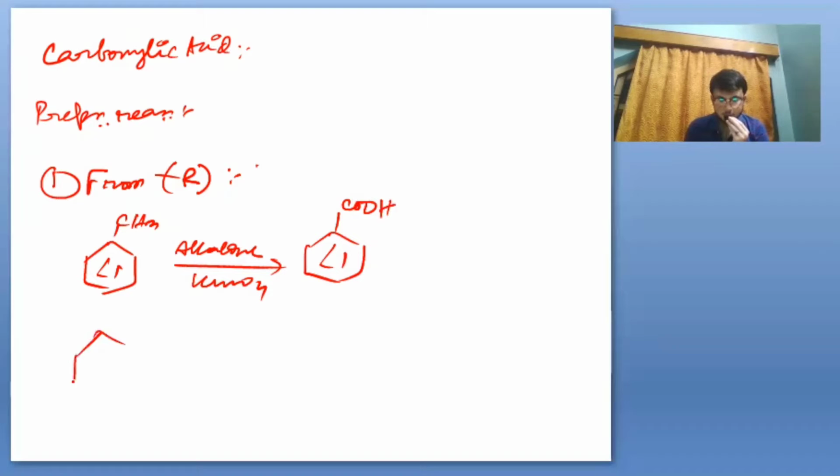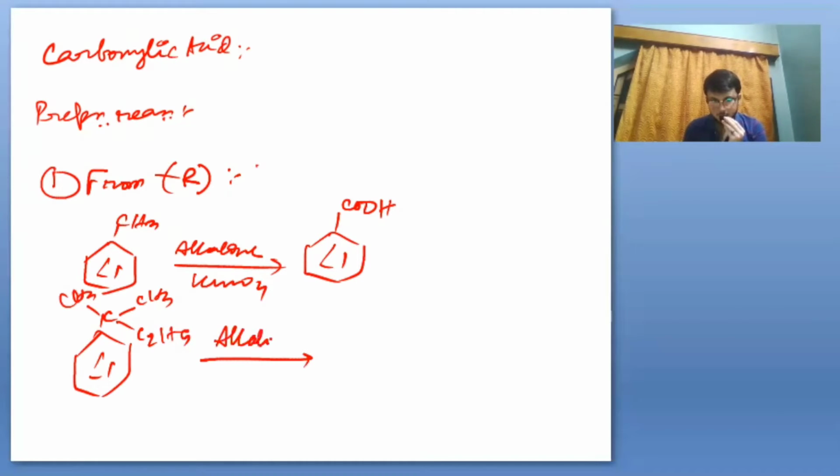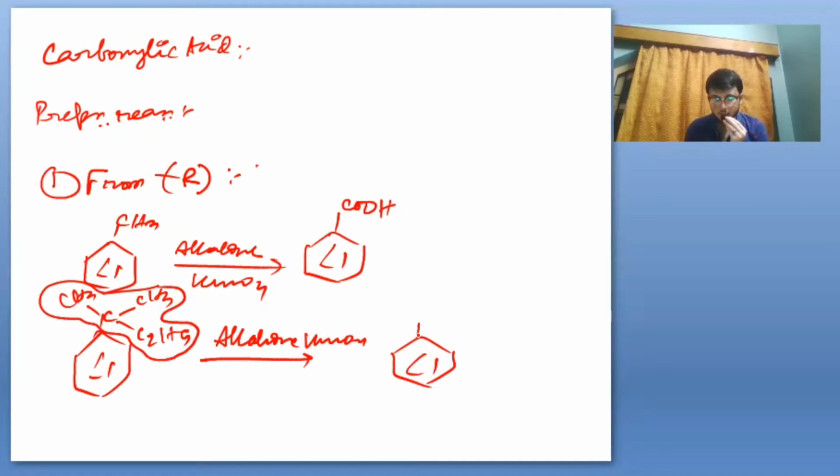Now, what happens if we have this group, that is here CH3, it is here also CH3, and here C2H5. Then also, if we just give it alkaline KMnO4, this total group will be converted into COOH, that is our benzoic acid. Now let us see.